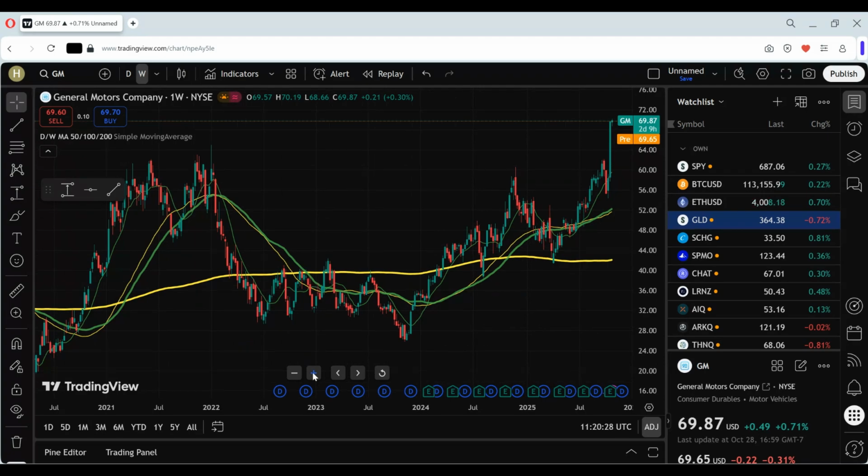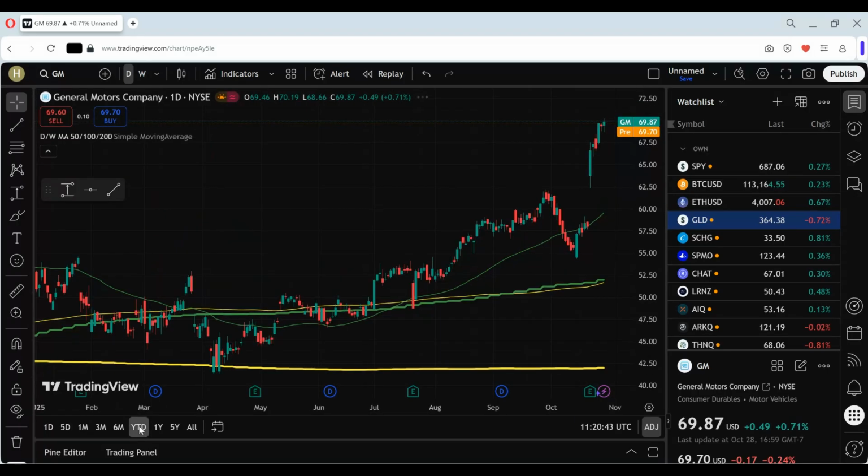The third way, you can change the dates that you see, how big of a chart you're looking at. It's at the very bottom left. It says 1 day, 5 days, 1 minute, 1 month, 3 months, 6 months. So let's look at the year to date, YTD. That'll show you what GM's done this year since January 1st.